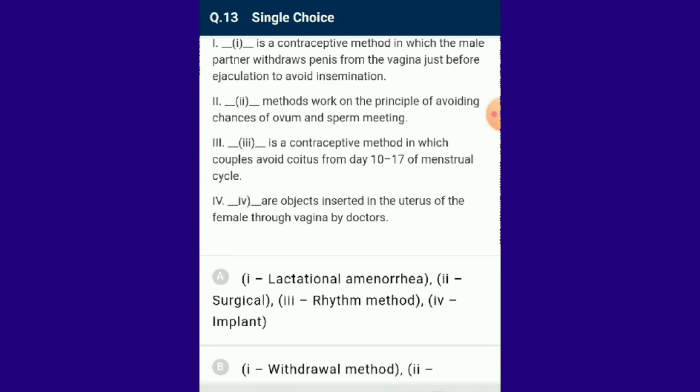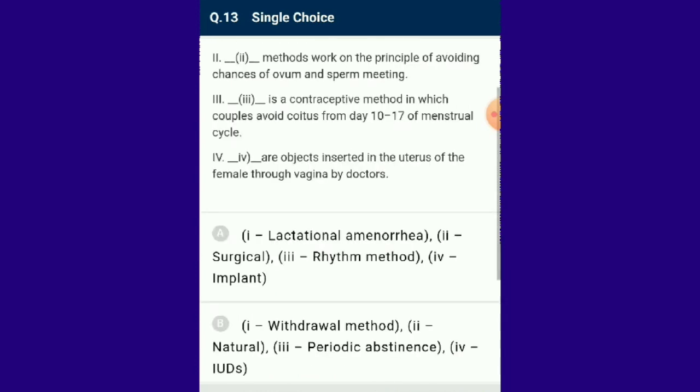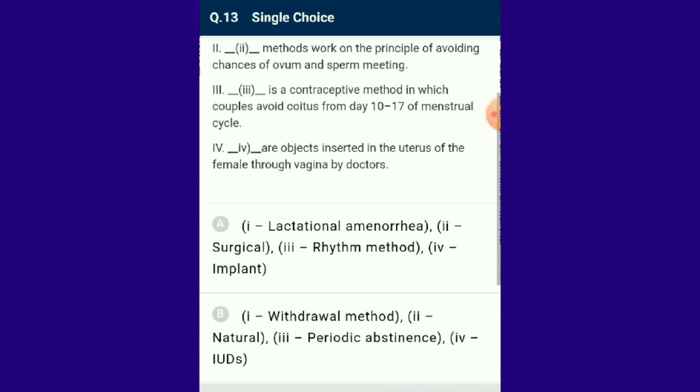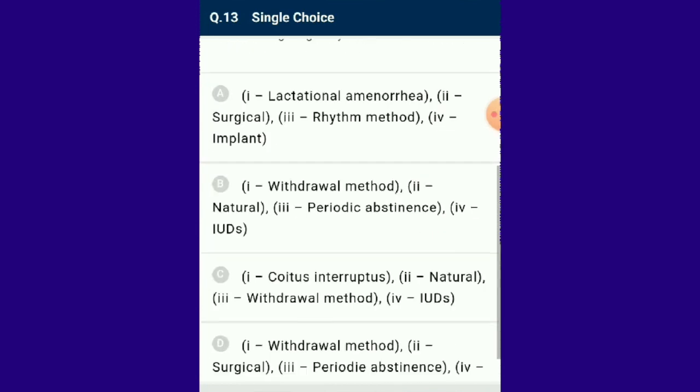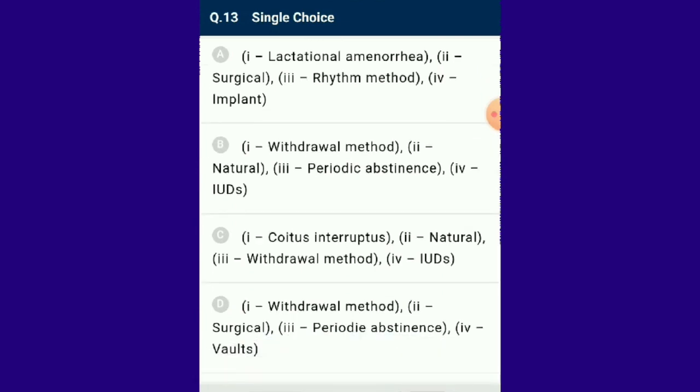The third: dash is a contraceptive method in which couples avoid coitus from day 10 to 17 of the menstrual cycle. The answer is periodic abstinence. The fourth one: blank are objects inserted in the uterus of the female through the vagina by doctors. So the answer is IUDs, intrauterine devices. So the correctly matching option is option B.